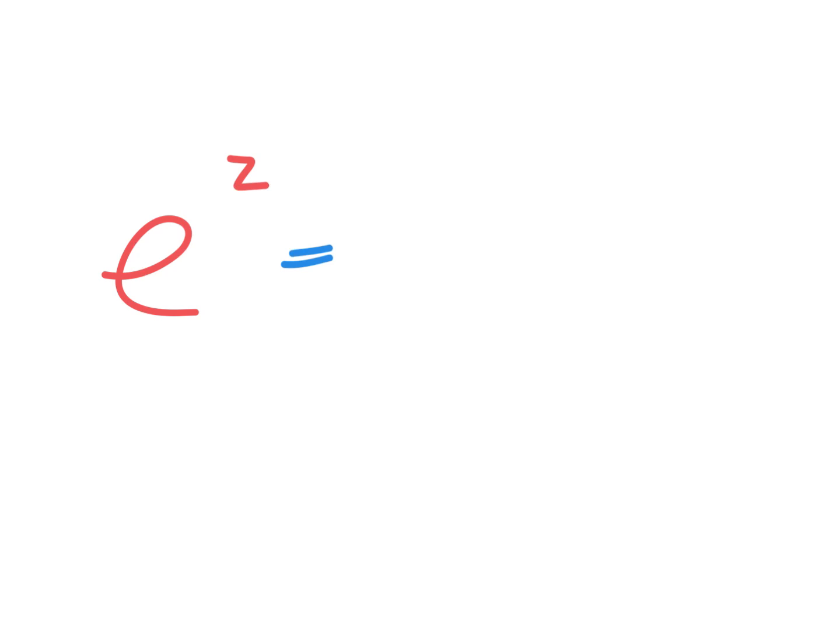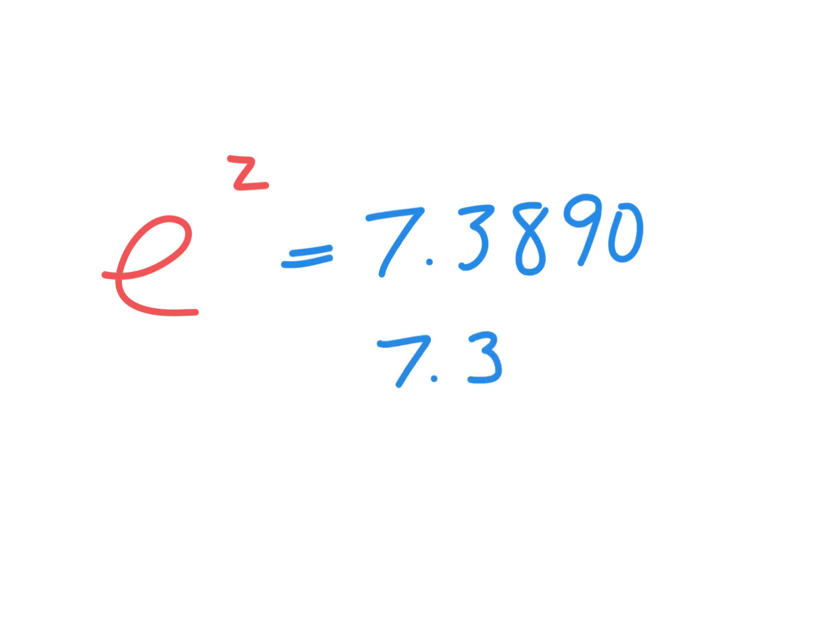Maeve, what's e squared? I got 7.3890. Did you use the e button or 2.718? I used the e button. All right. Who used 2.718? Yes, Jackson. I got 7.3875. Good enough. Awesome.